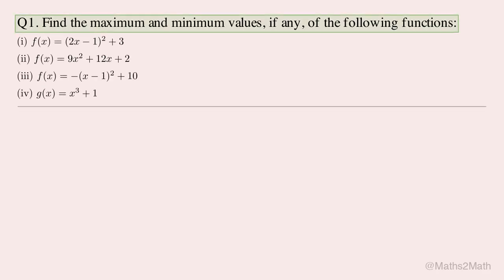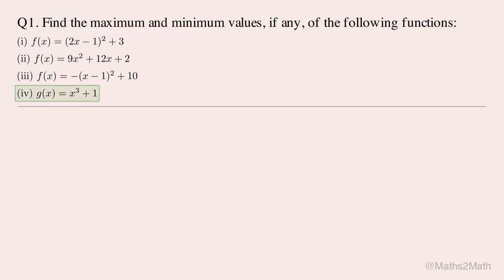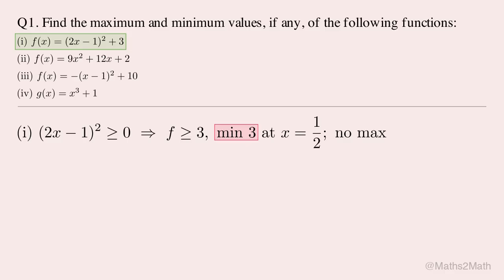Question 1. 4 functions whose extreme values can be read off by completing squares, without any calculus. Squares are never negative. That single fact settles the first 3. Part 1, the square is at least 0, so f is at least 3, attained at x equals 1/2. No maximum, the square grows without bound.